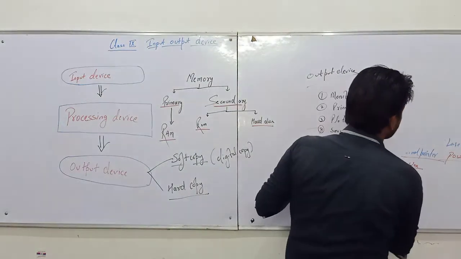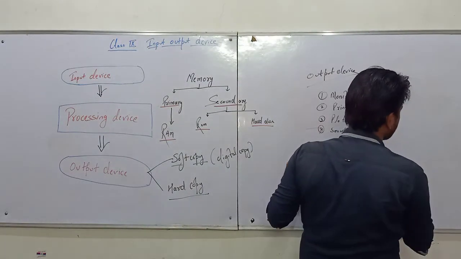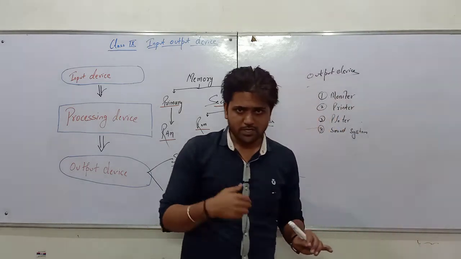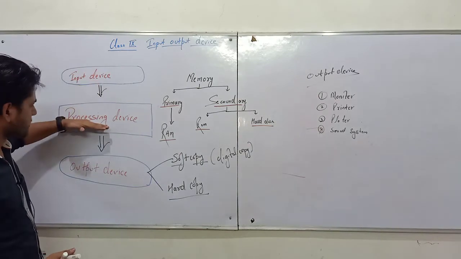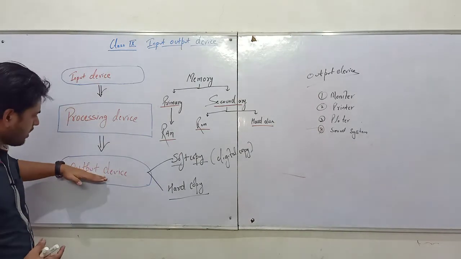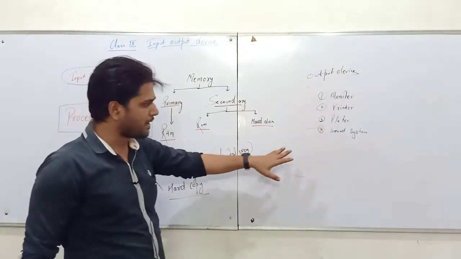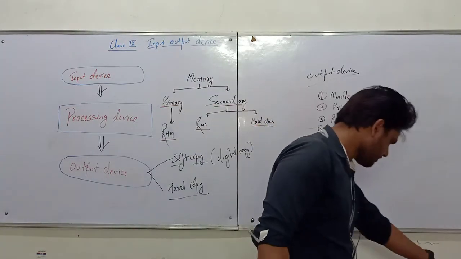Sound system, basically you know that whenever we convert audio into a digital format and insert it inside the computer system, it is processed, and then we hear the song. That is the output which comes from the sound system.